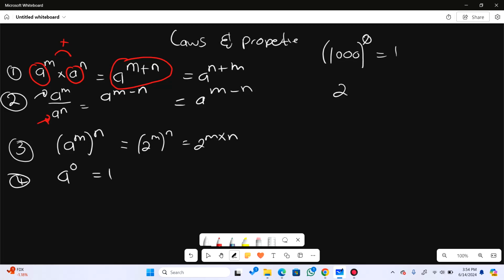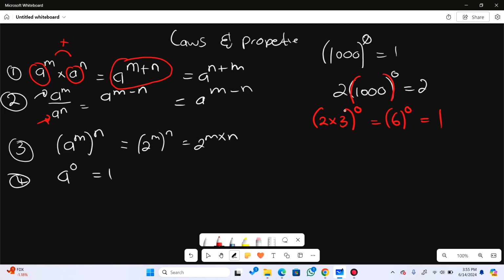But if you say 2 times 1000 raised to the power 0, now this will give us 2, right? Because this 0 here only applies to the 1000. So take note of the bracket as well. It only applies to the 1000. But what if I say 2 times 3 raised to the power 0? Now this is the same as 6 raised to the power 0, which is the same as 1.